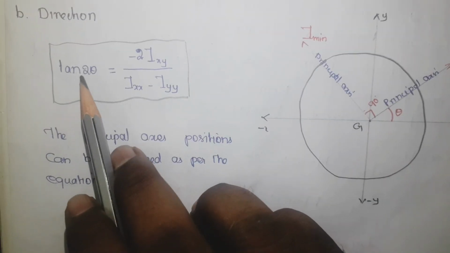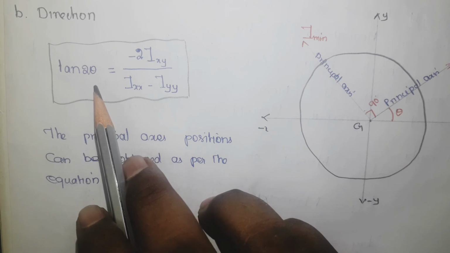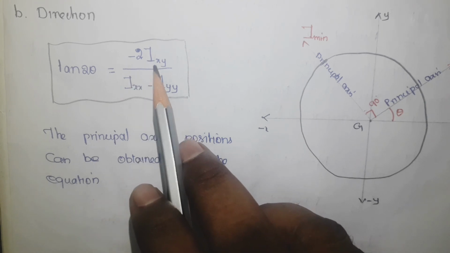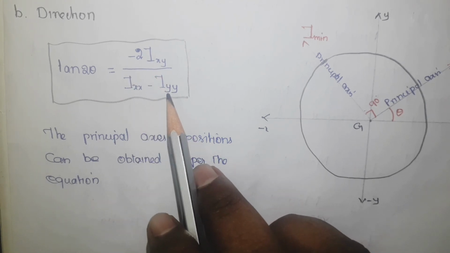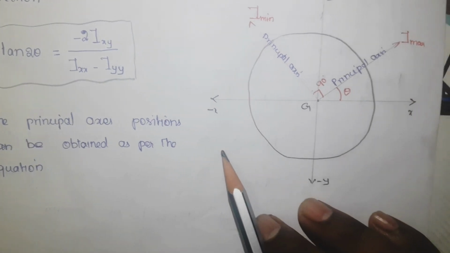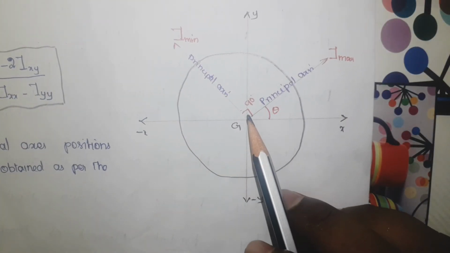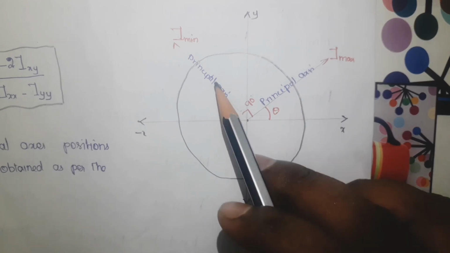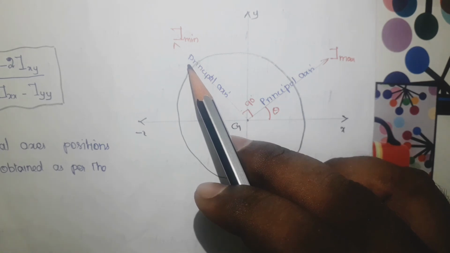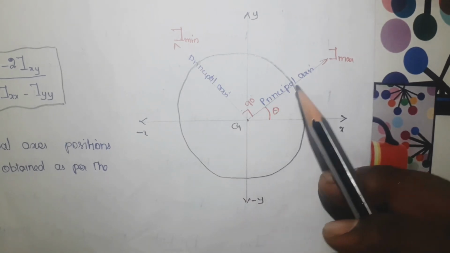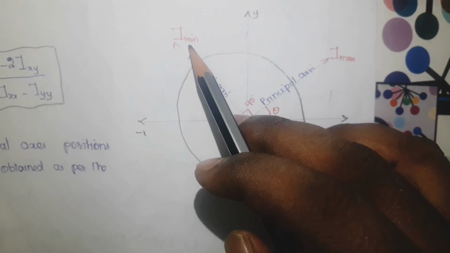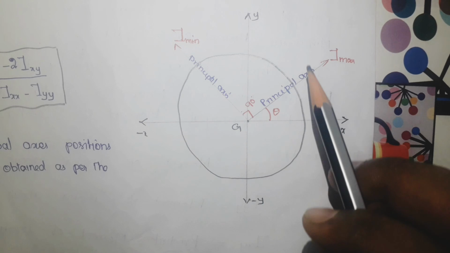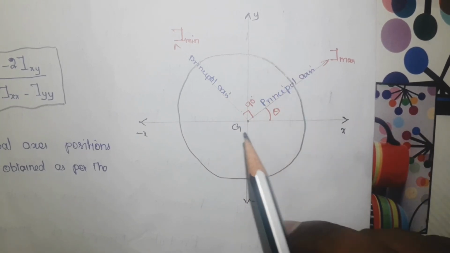Now this is the formula for getting the value of angle theta for the maximum principal axis. So here is the formula: tan 2 theta equals minus 2 Ixy divided by (Ixx minus Iyy). Okay, you will get the angle theta, and that can be the maximum principal axis, and exactly at 90 degrees you will have the minimum principal axis, or if it is the minimum principal axis, then exactly at 90 degrees you will get the maximum principal axis, depending upon the configuration of the axis as well as the object.